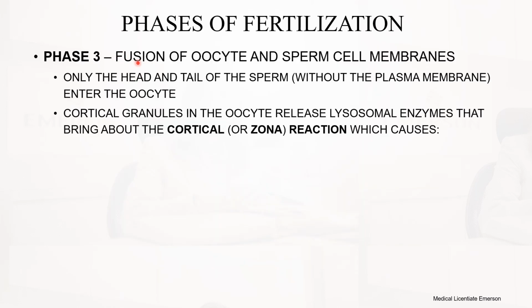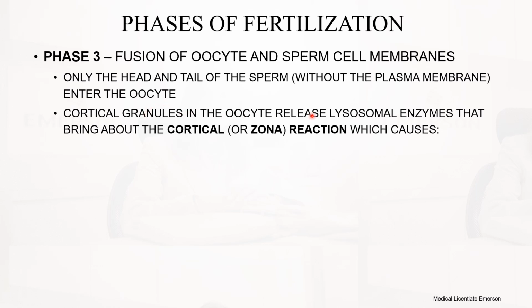Then phase 3 is where we have fusion of the oocyte and sperm cell membranes. So remember, after the acrosome reaction, only the head and the tail of the sperm, without the plasma membrane, is going to enter the oocyte.